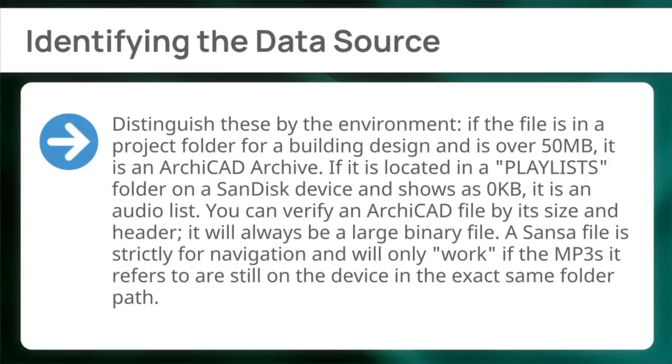If the file is in a project folder for a building design and is over 50 MB, it is an ArchiCAD archive. If it is located in a playlists folder on a SanDisk device and shows as 0KB, it is an audio list. You can verify an ArchiCAD file by its size and header. It will always be a large binary file. A Sansa file is strictly for navigation and will only work if the MP3s it refers to are still on the device in the exact same folder path.